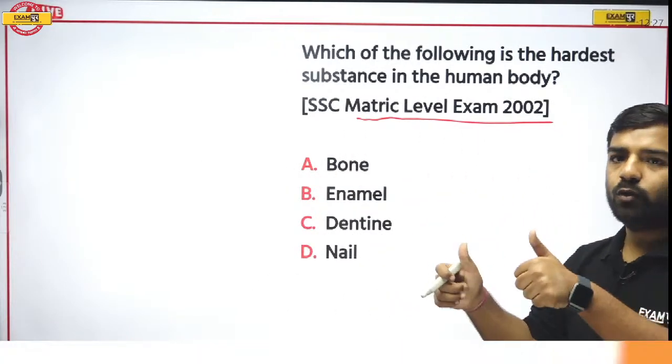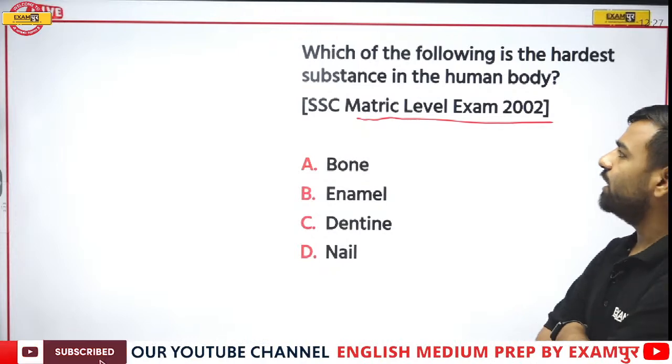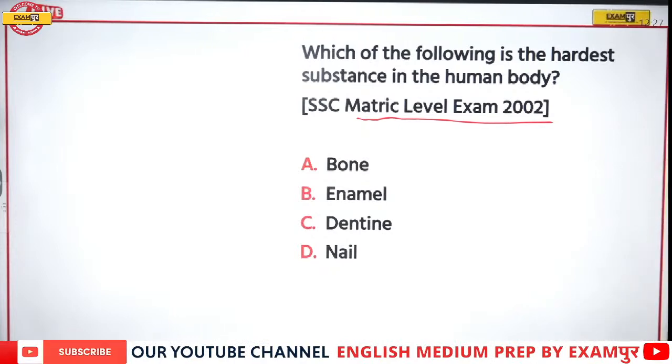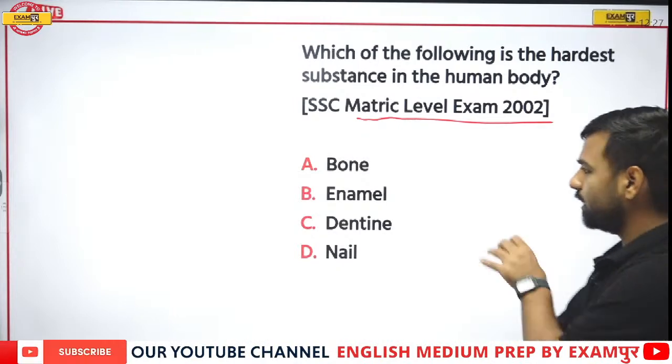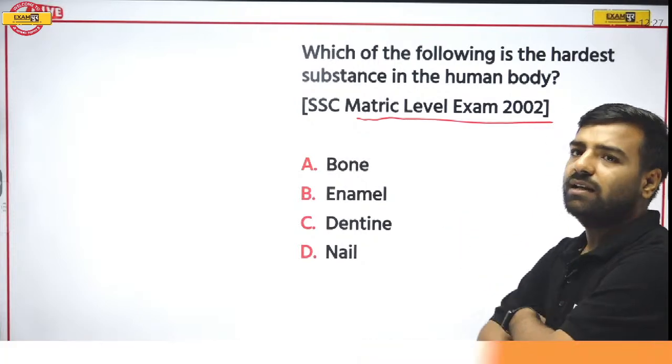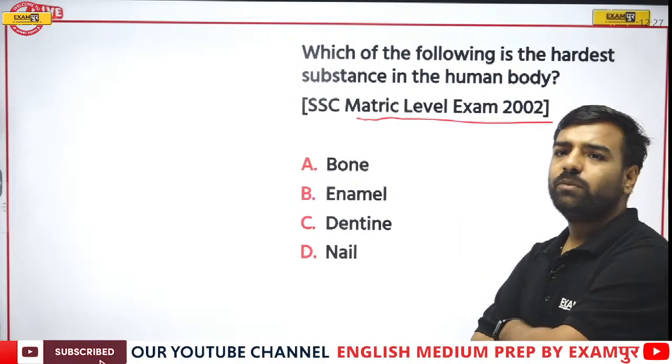Okay, Ravindra, cool. So yes, I am waiting for the answer. Which of the following is the hardest substance in the human body? Is it bone, enamel, dentine or nail? What is going to be the correct one?